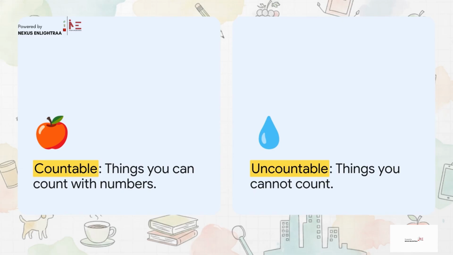Countable nouns are exactly what they sound like, things you can count using numbers. 1 apple, 2 cats, 3 books. You can easily point at them and go 1, 2, 3. Uncountable nouns are things you just cannot count with numbers, like the water we just talked about, or rice. Can you imagine trying to count every single grain of rice on your dinner plate? No way, it's impossible. Tea is also uncountable. You wouldn't say, give me 3 teas, you would just say, give me some tea.